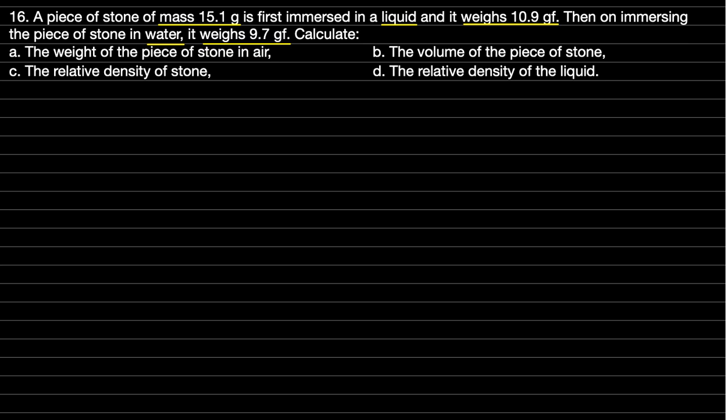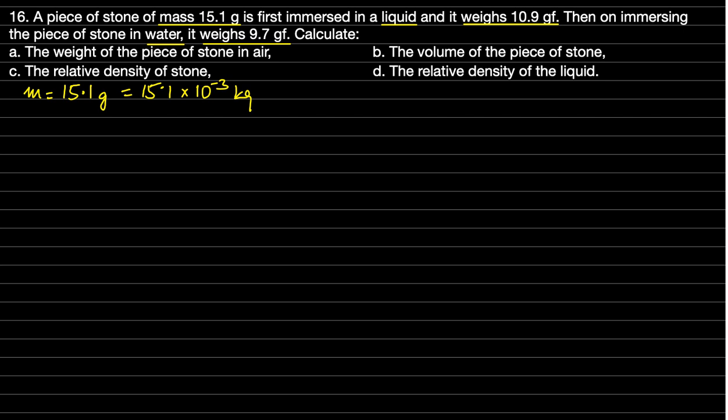The mass is 15.1 grams. When we convert grams to kilograms, we divide by 1000. So we can write this as 15.1 into 10 to the power of minus 3 kg. So that would be our mass.